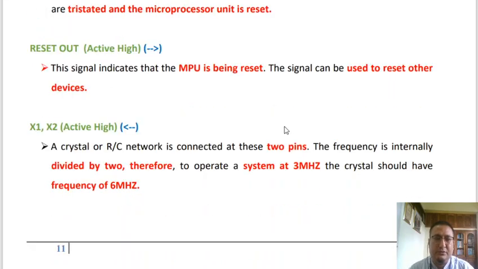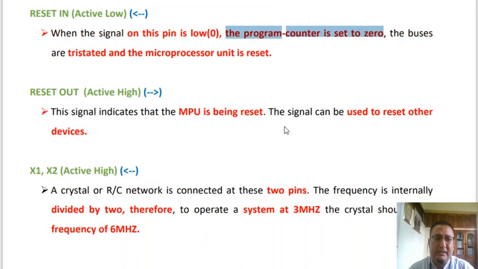Likewise, reset out. This signal indicates that the microprocessor unit is being reset. The signal can be used to reset other devices. So reset out is an active high signal that indicates that the microprocessor is being reset, and the signal can be used to reset other devices that are there.